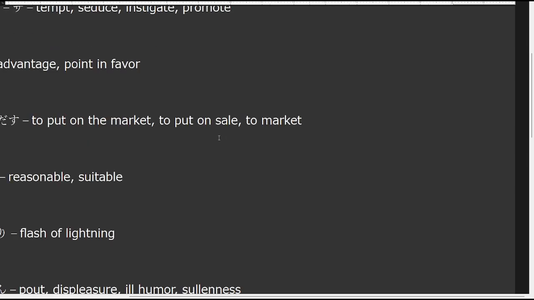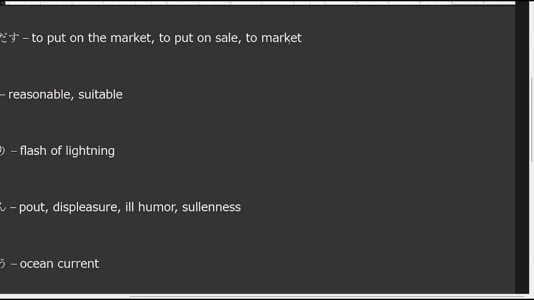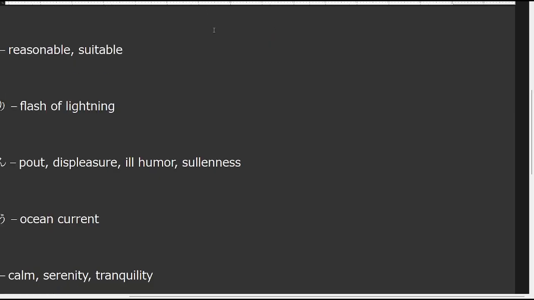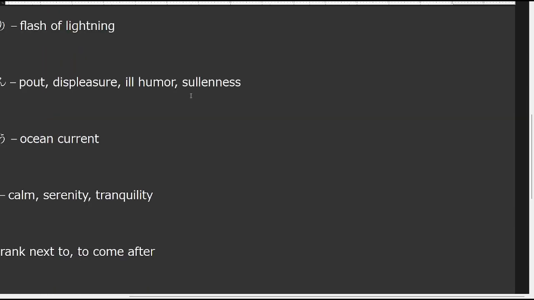An advantage or a point in favor is a riten. Ri on the left side for advantage or benefit, and ten on the right side for a point. Riten, a point in favor or an advantage. To put on the market is uridasu. Uru on the left side for selling, and dasu on the right side for getting out to, kind of. Reasonable or suitable is tekisei. Teki on the left side for suitable, and sei on the right side for correct. Correctly suitable is reasonable.